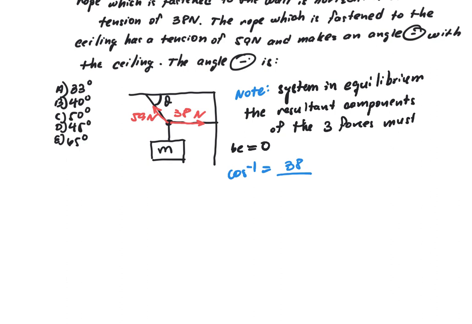So if we could draw, just imagine it's a triangle. This is our theta, this is the hypotenuse, and this will be our adjacent. So it would be 38 over 59, which comes out to 49.9 degrees, which is 50 degrees. So the answer to this question is letter C, 50.